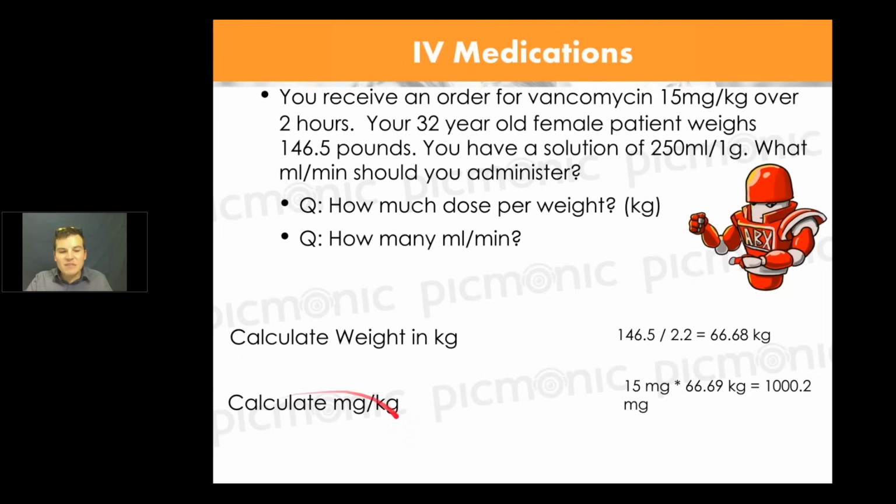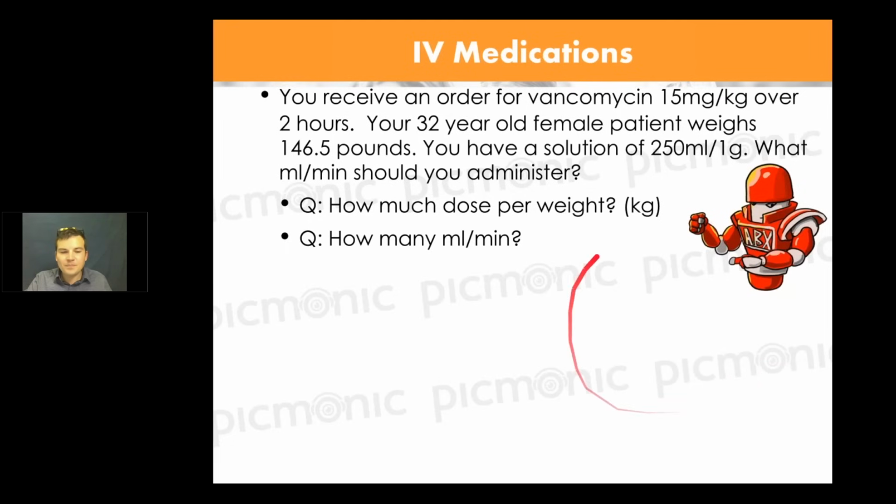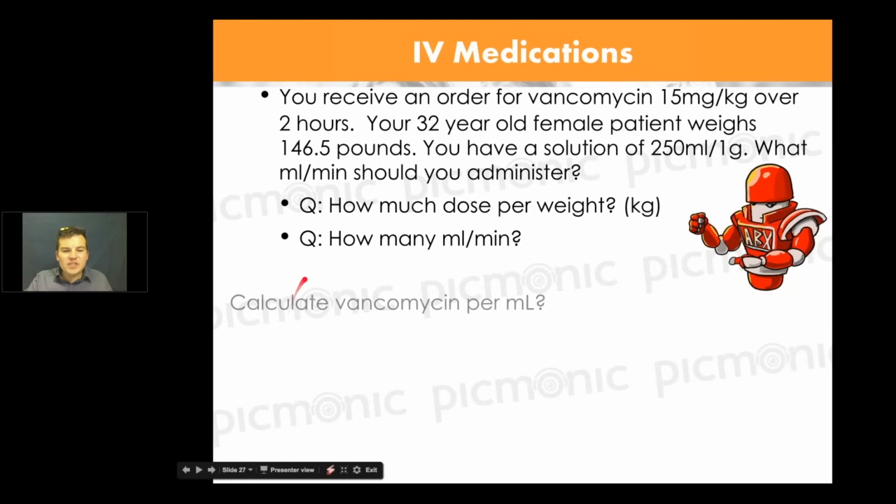So if I calculate this milligrams per kilogram, it's going to tell me my total dose of 1,000 milligrams, a lot like our last question. 1,000 milligrams is how many grams? 1 gram. The next thing we need to do is say, okay, how much vancomycin do I have per mL? Well, I have a solution of 250 mLs per 1 gram.